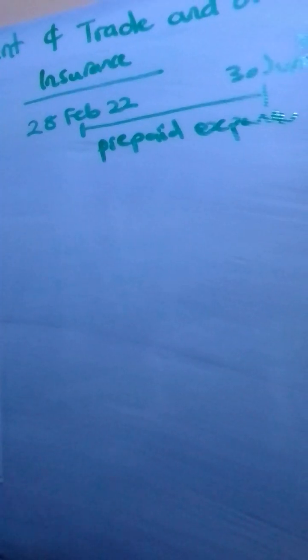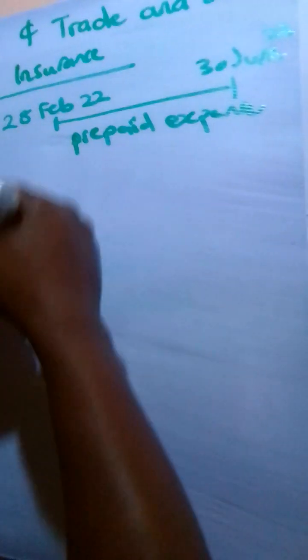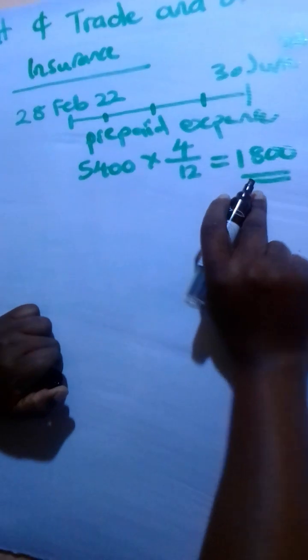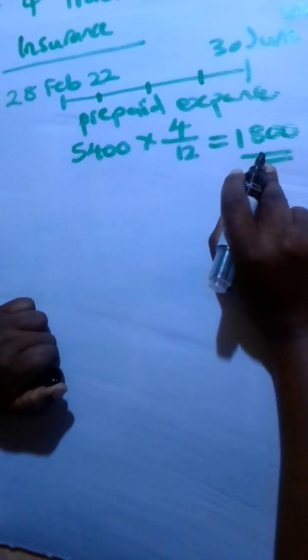So we need to count the number of months from 28 February to 30 June. We have March, April, May, and then June. So it's 1, 2, 3, 4 months that are prepaid. So we're going to say 5,400 multiplied by 4 months over 12, which gives us 1,800. So 1,800 is our prepaid expense.